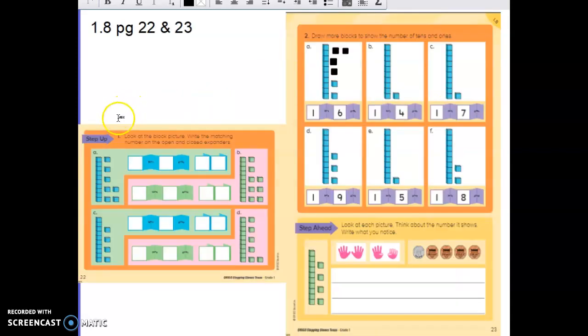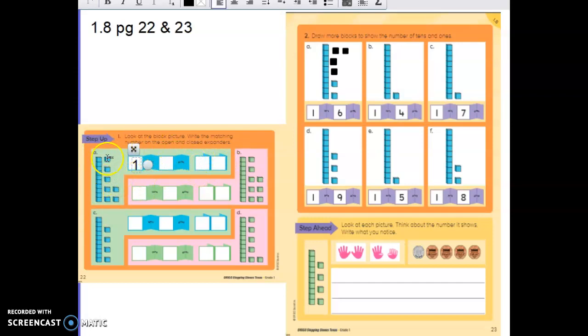Let's look at number 1A. It says, look at the block picture, write the matching number on the open and close expander. So open is when you see the words 10s, 1s, and close is when you put it all together. So A is green, so let's stick with the green section. How many 10s do I have? I only have 1, so I'm going to write 1 there.